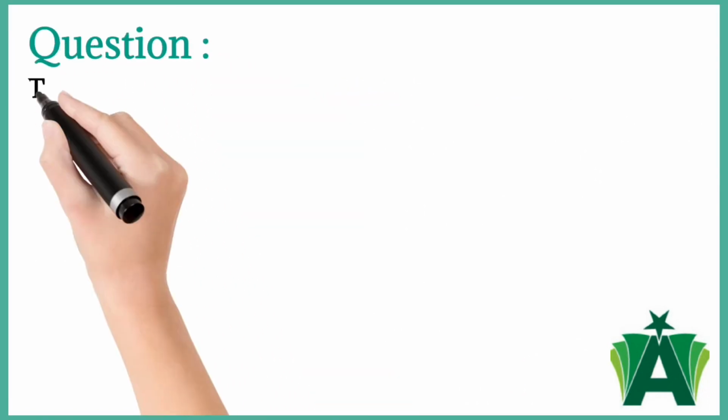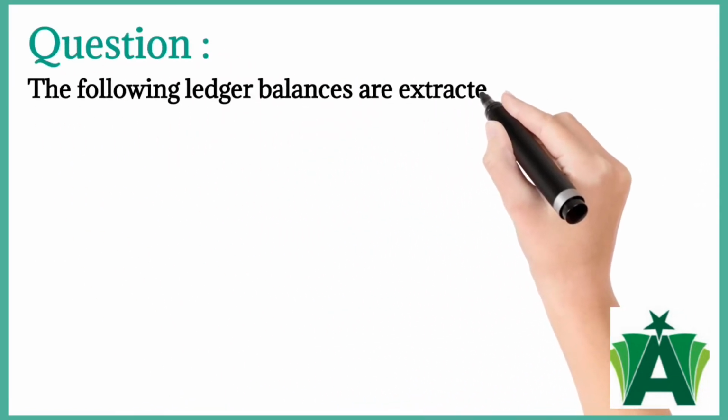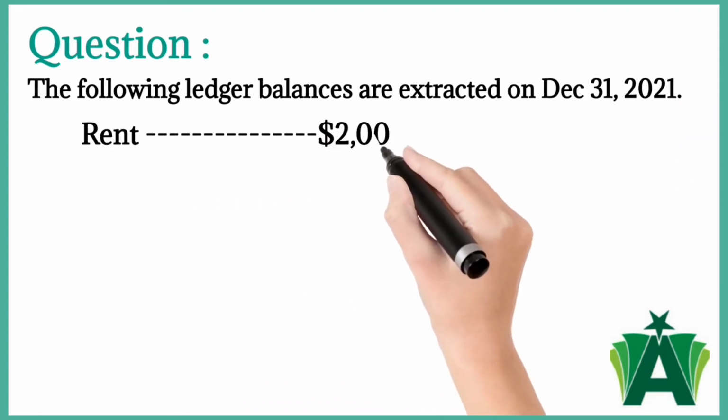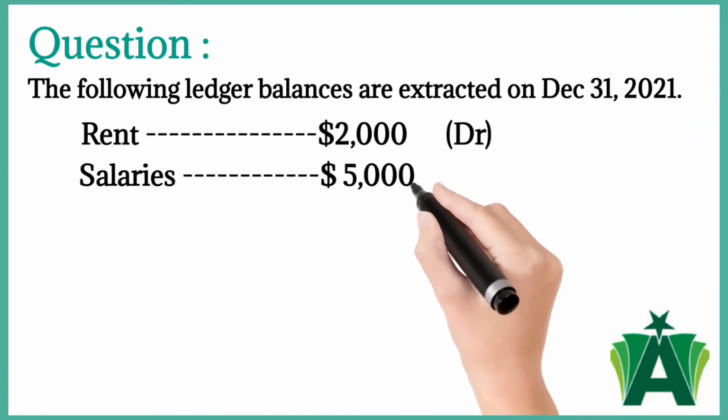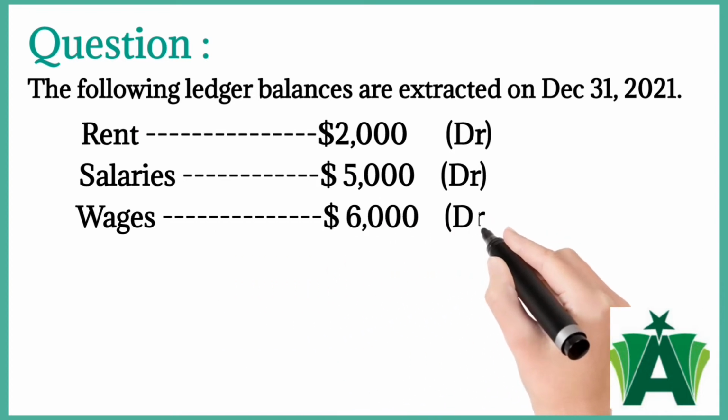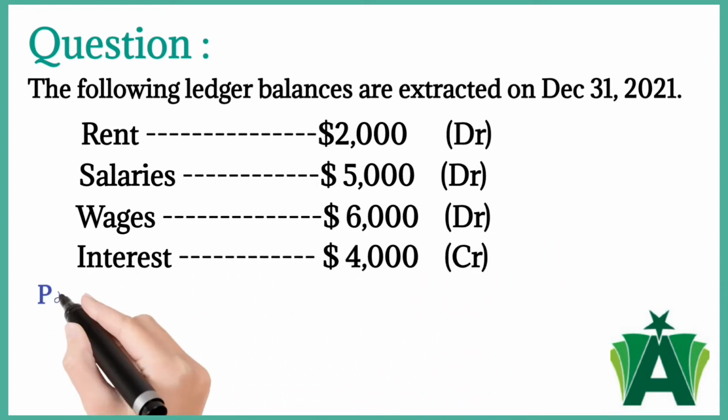In this question, closing balances are extracted from trial balance. Pass journal entries to close the accounts on December 31, 2021. Let's start to solve this question.